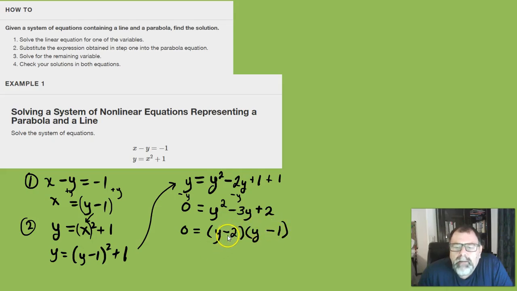And then now you're going to set each factor equal to 0 using the zero product property that says, if you have something factored equal to 0, the only way this could be true is if one of these two factors is equal to 0. So you set each one equal to 0 and solve it. So you add 2, add 1.